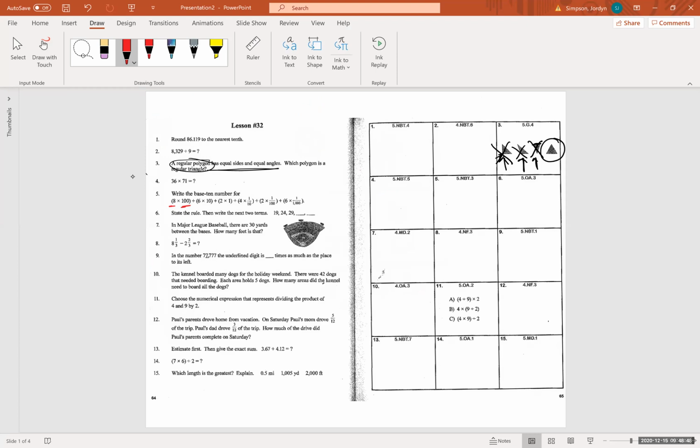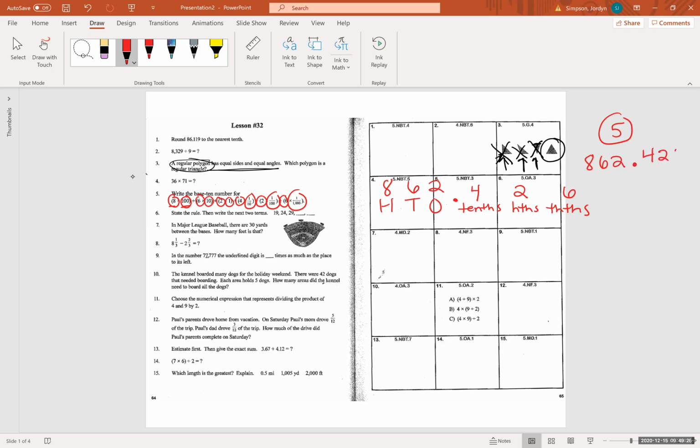So let's just look at hundreds, tens, ones. There will be a decimal. Then you'd have tenths, hundredths, and thousandths. So here I have an 8 in the hundreds. Next, you'll have a 6 in the tens. Next, you'll have a 2 in the ones. 4 in the tenths. 2 in the hundredths. 6 in the thousandths. So for number 5, you would have 862 and 426 thousandths.